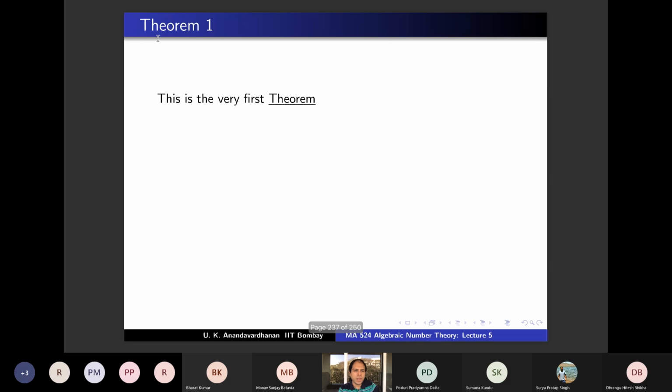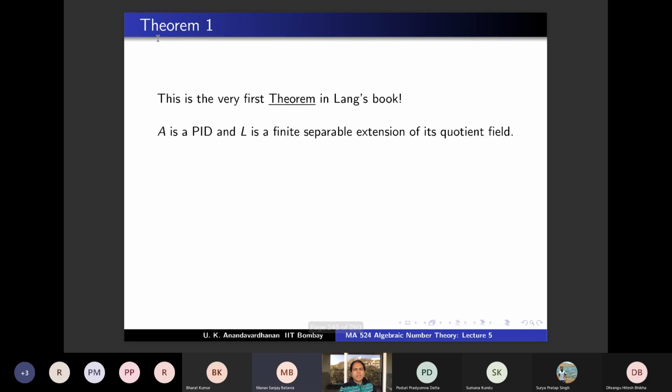Okay. Let me state the very first theorem of Lang's book. If you look at the book, you will see that everything he calls a proposition or lemma. Very rarely he calls something a theorem. Especially in the first chapter, there are only 2 theorems, I think. So this is the very first thing stated as a theorem in Lang. So this is Lang's Theorem 1, and this is the result. A is a PID, and M is a finite separable extension of its quotient field.